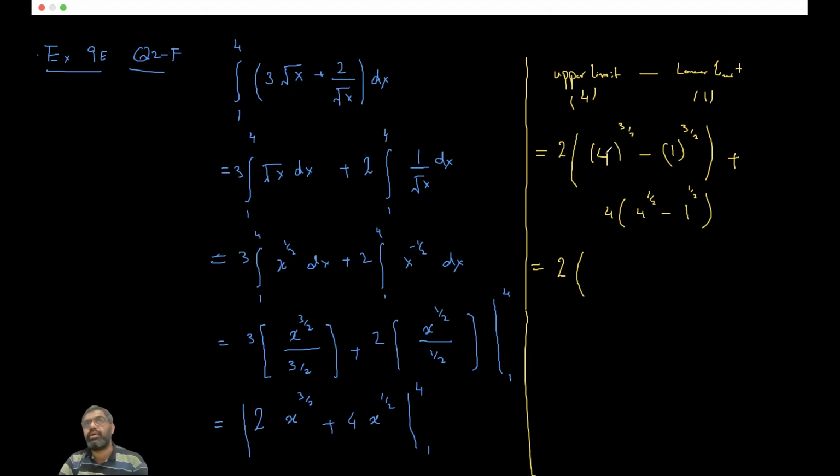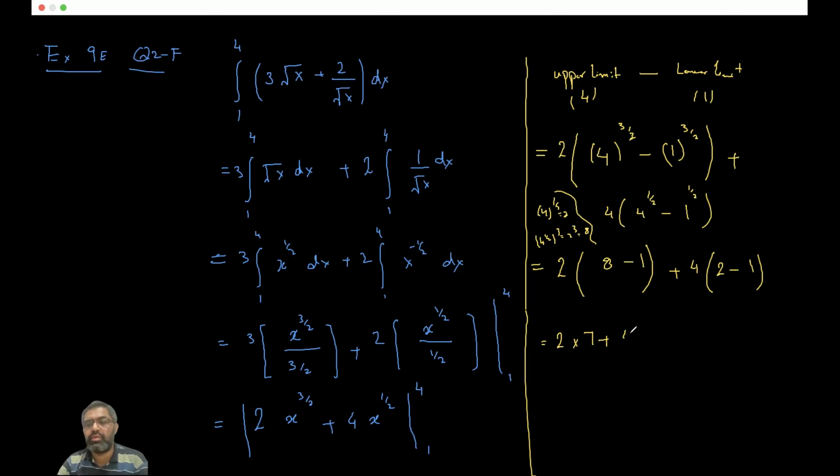4 raised to power 1 by 2 is the square root, so that is 2. Then we make it power 3: 2 raised to power 3 is equal to 8, right? So I put 8 over here for 4 raised to power 3 by 2, minus 1, since 1 to any power is 1. Plus 4 times the square root of 4, which is 2, minus 1. So 2 times 8 minus 1 is 7, plus 4 into 1. We get 14 plus 4 equals 18.